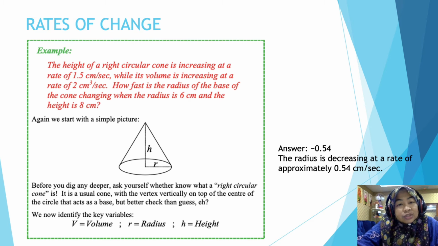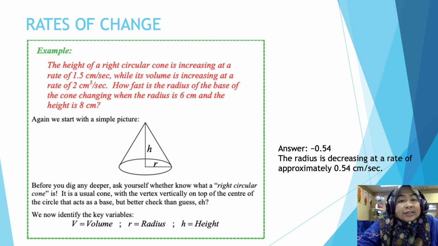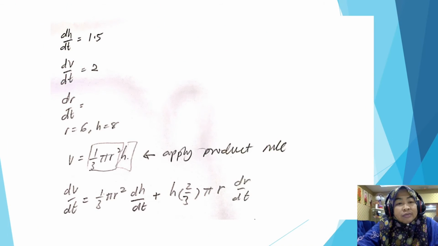So we can use the symbol dH/dt, dH over dt. And 2 is a rate of volume, so we change it to dV/dt. Alright, so what we are going to find out is how fast the radius is changing, which means we find the rate of change of radius, dr/dt. So we are going to find dr/dt.